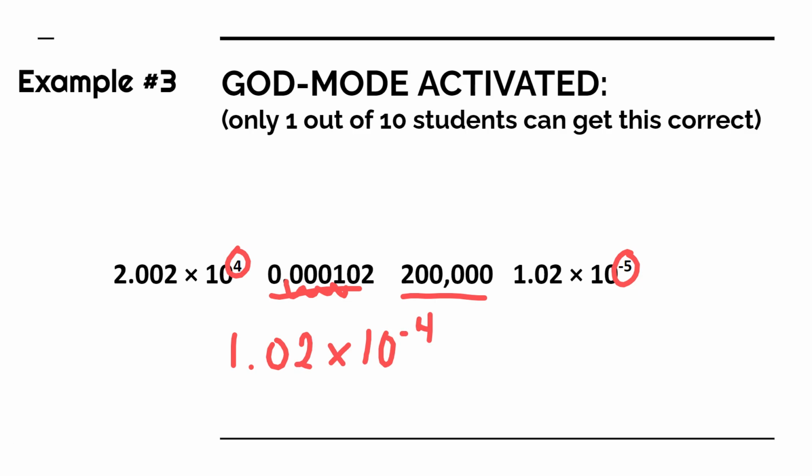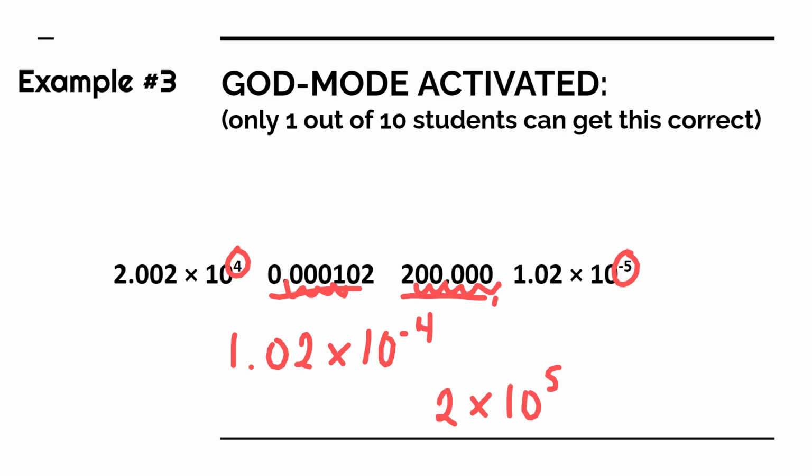Now this one, 200,000. My decimal is all the way at the end, and I want that decimal to be right behind the 2. So I'm going to go 1, 2, 3, 4, 5. Now I'm going to write that number. That's going to be 2. I could put 2.0, but I'm just going to write 2, times 10, and this one's going to be to the 5th power.